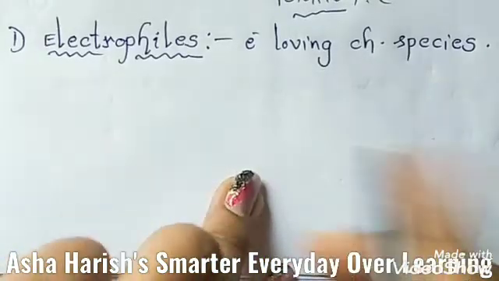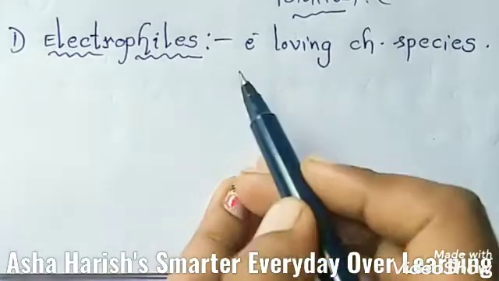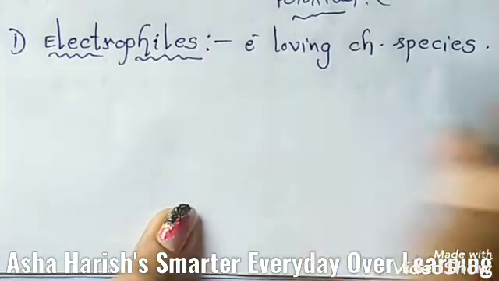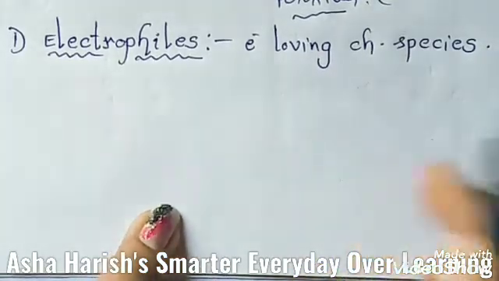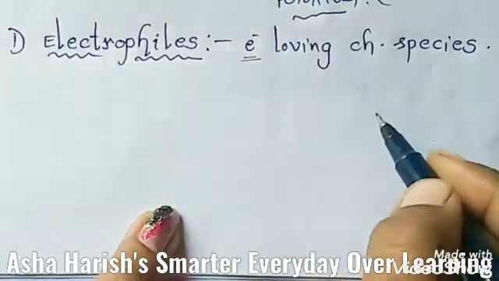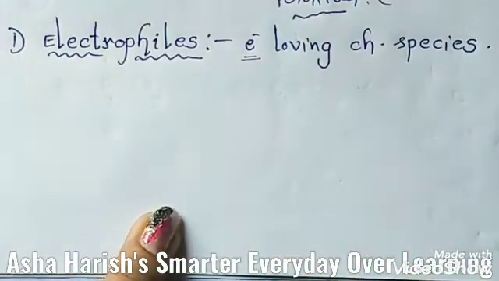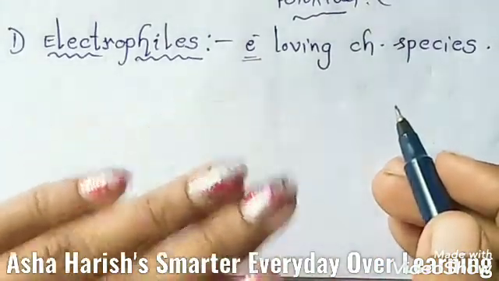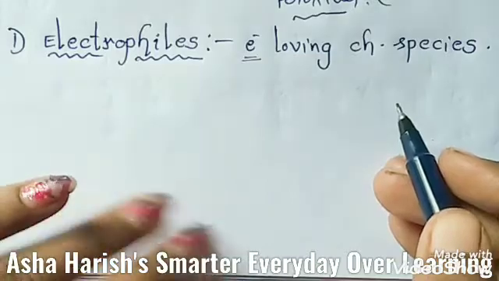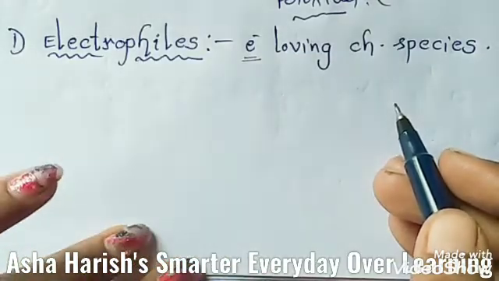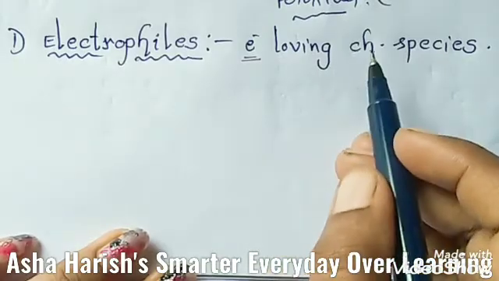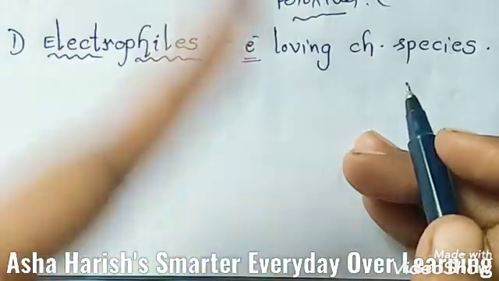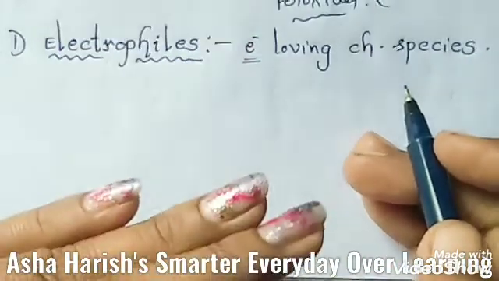Now you came to know about electrophiles. These electrophiles are electron loving chemical species. Their attraction for electrons is due to the presence of an electron deficient atom in them. For suppose in any chemical compound there is a presence of electron deficiency, and those are the electron loving chemical species. Why? Because they always need to attract electrons from any other species.